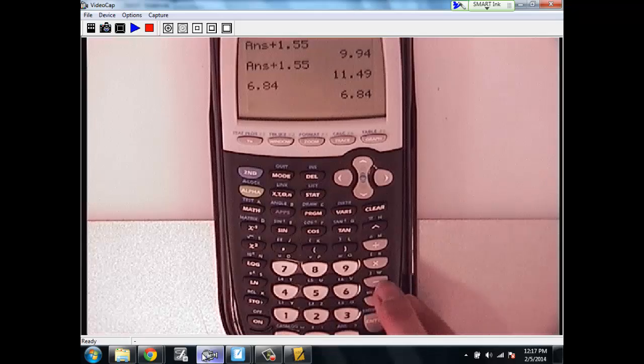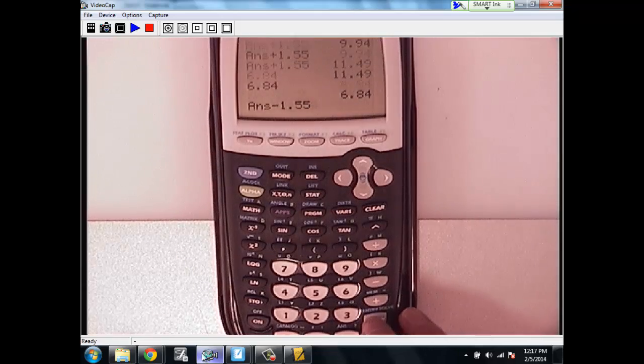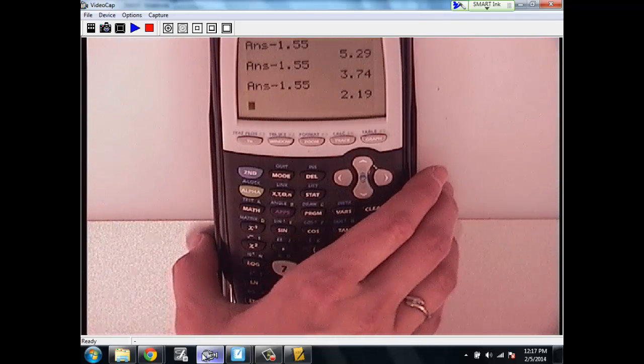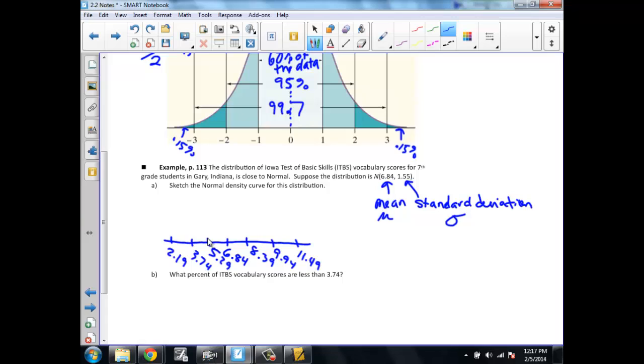Lock it in, go minus. Get your 3 numbers, put them on your graph. Alright. Here's the scientific way of how we make our curve. Am I going to expect you to do this? No, we're just going to sketch it. But the mean was 6.84, so that's going to be our peak.